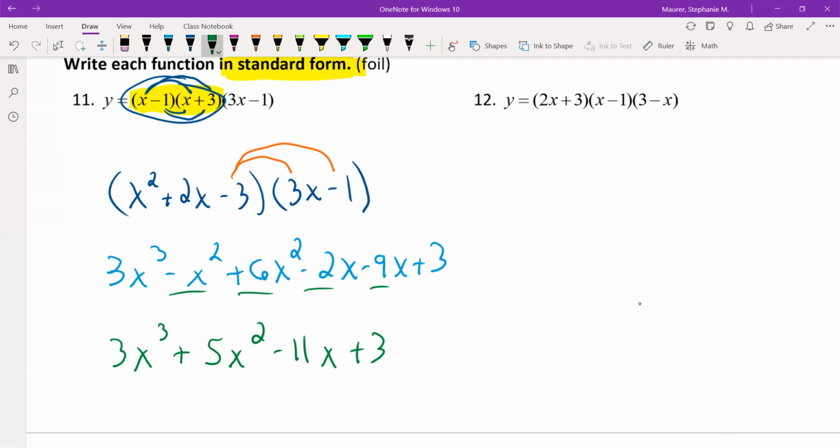So now you can give number 12 a whirl, doing the exact same thing. Start out by factoring just 2 pieces at a time. So factor these, get a new piece, and then factor it with the 3 minus x.